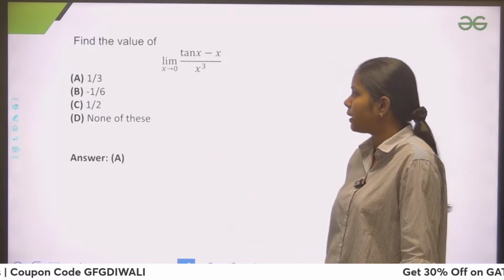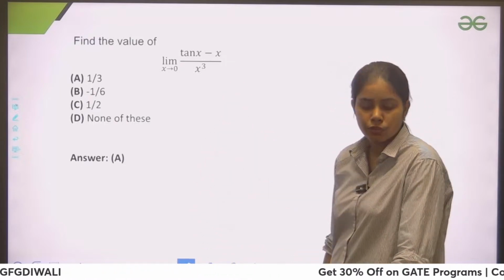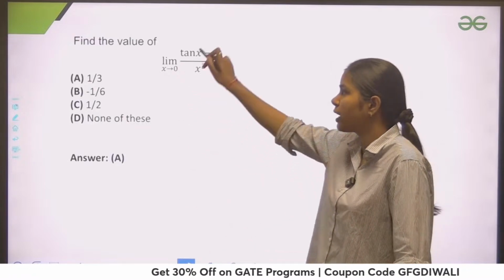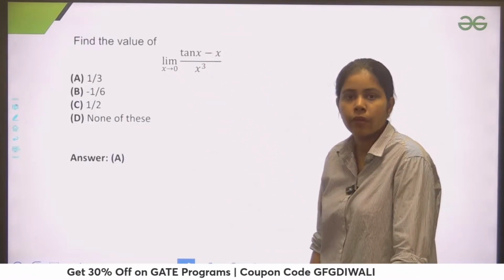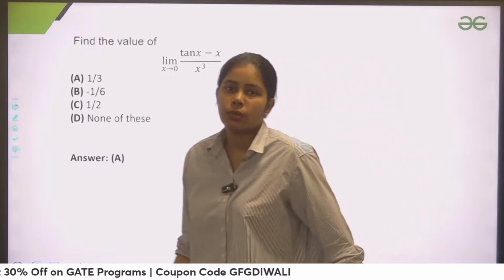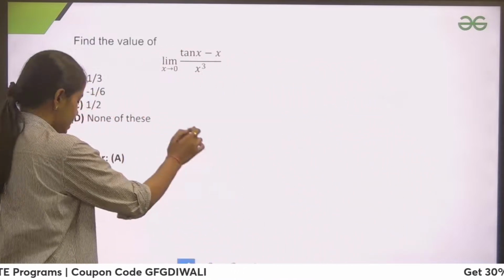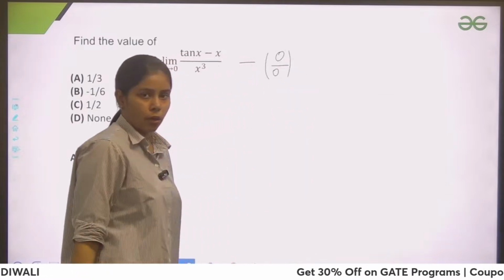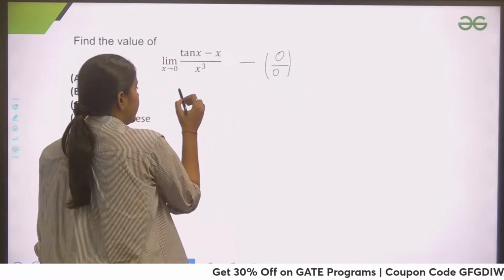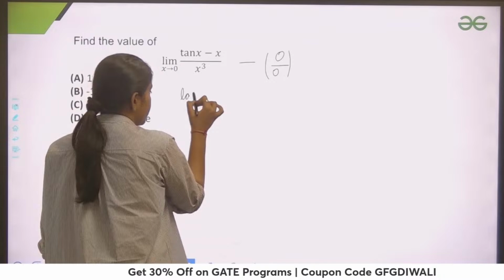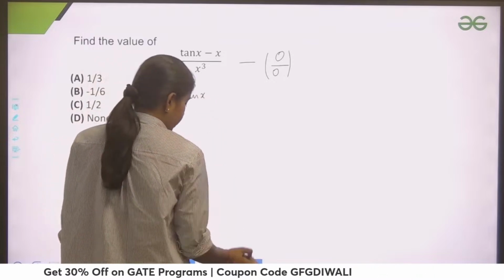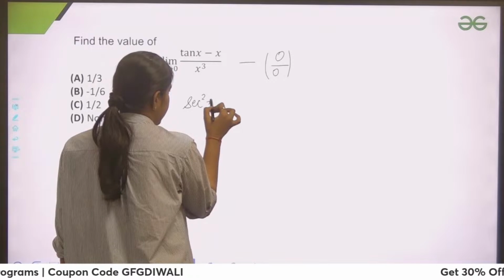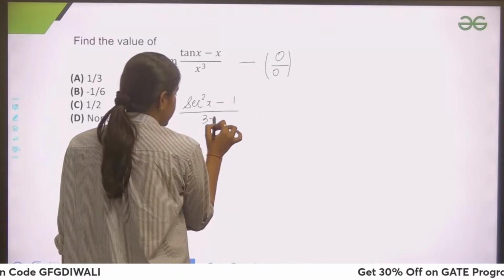Again, the question is to find the value of limit x approaches to 0, tan x minus x upon x cube. If you put x as 0 here, you would get 0 by 0 form. So what is the next thing to do? To differentiate, right? But first you have to check that it is 0 by 0 form. Otherwise, you cannot use L'Hopital rule. What would I do? I'll differentiate tan x. So differentiation of tan x is sec square x, minus 1, upon 3x square.